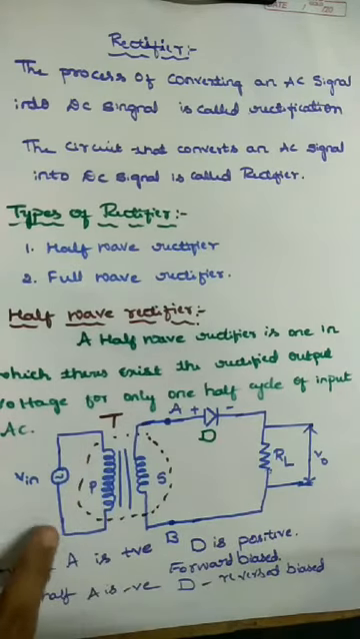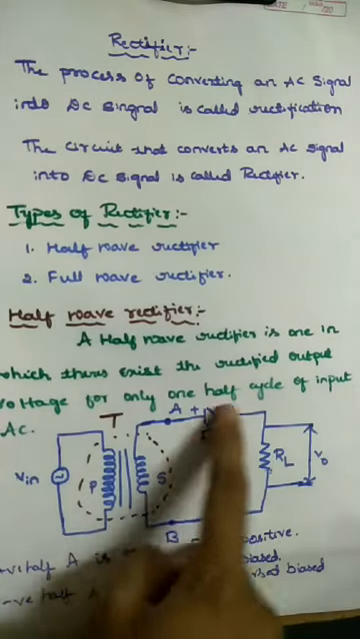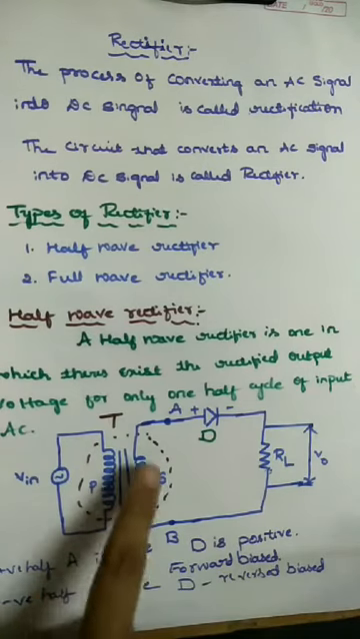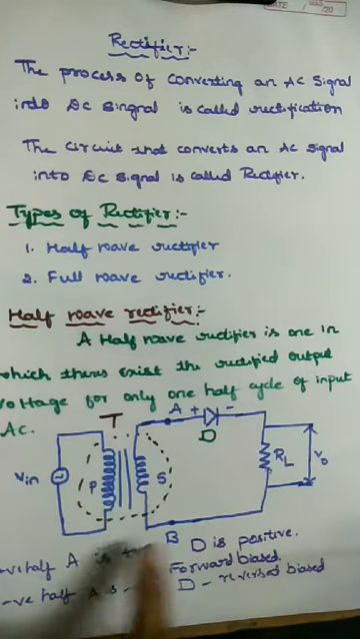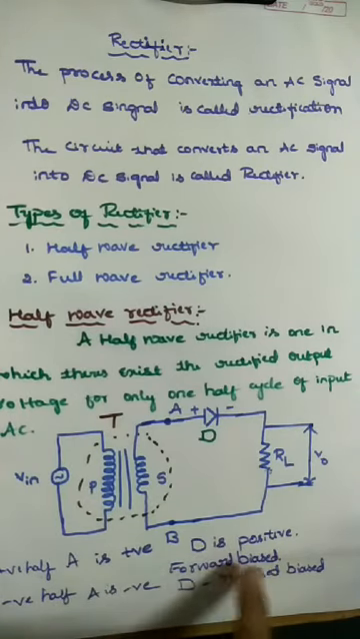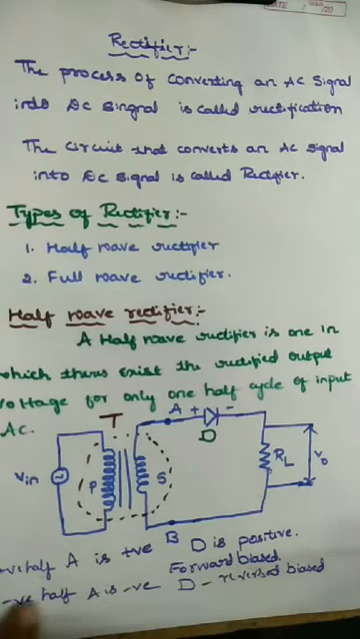What we observe in the positive half of the cycle is that A is positive, meaning D is also positive, in forward bias, so current is conducted. Whereas in the negative half, A is negative, so D is reverse biased. We already know that in reverse bias there is no conduction of current. Therefore it works in only one half of the cycle, so it is called a half wave rectifier.